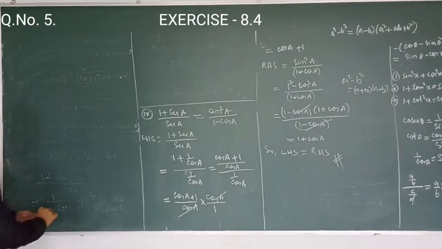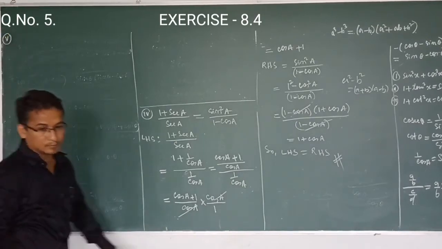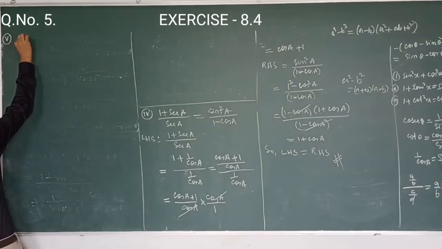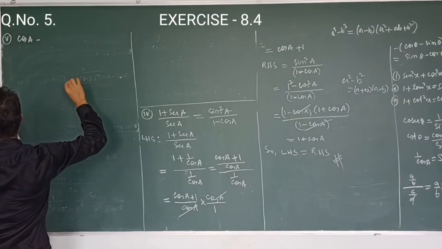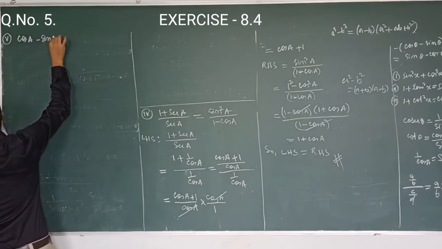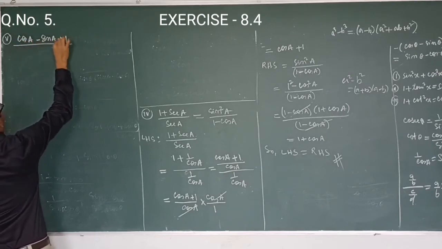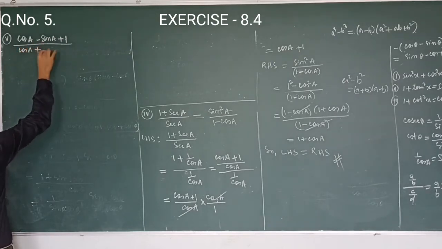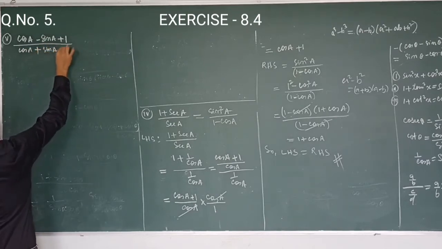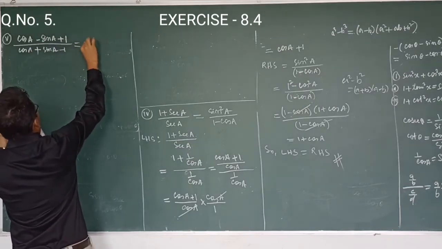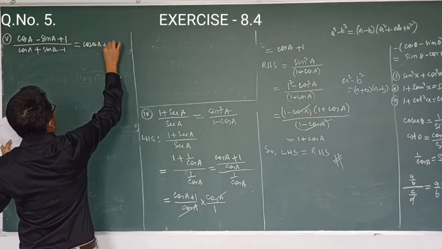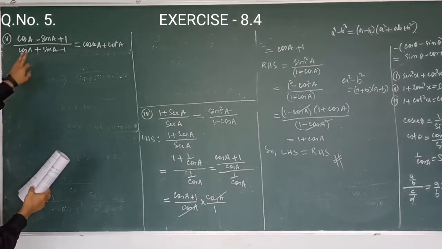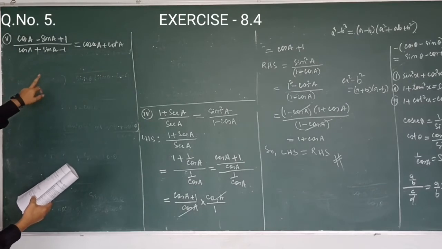Okay, Roman number 5. So the question is: (cos A minus sin A plus 1) divided by (cos A plus sin A minus 1) equal to cosec A plus cot A. So on our right hand side we are going to prove cosec A plus cot A. Cos A minus sin A plus 1, cos A plus sin A minus 1.